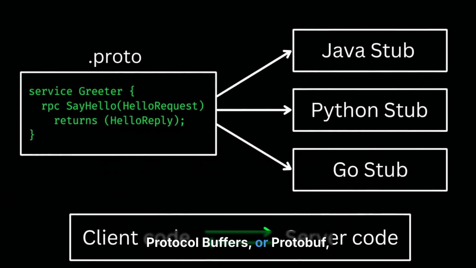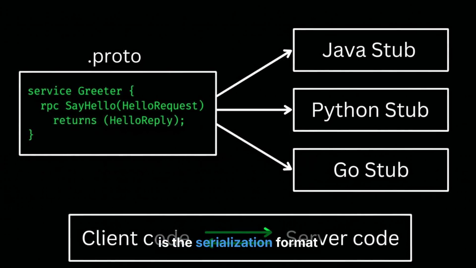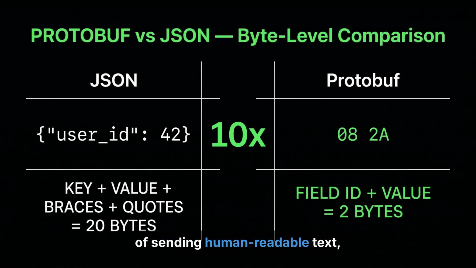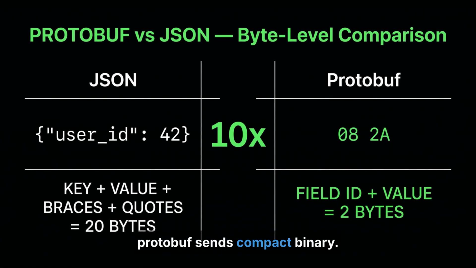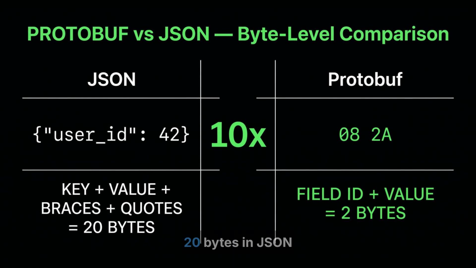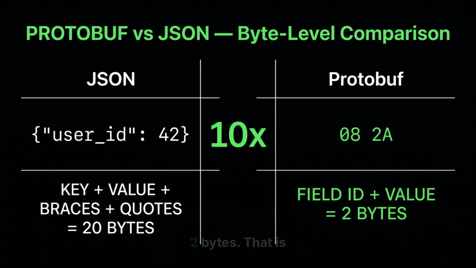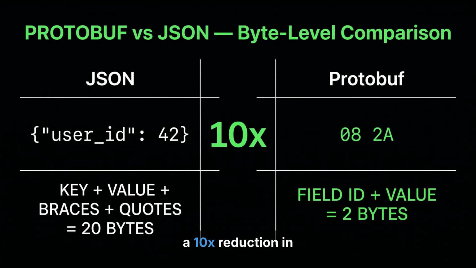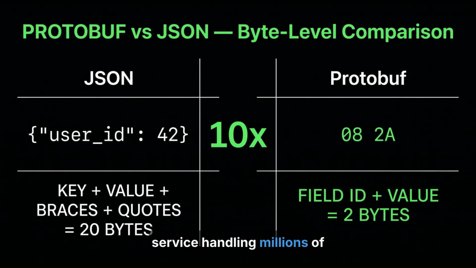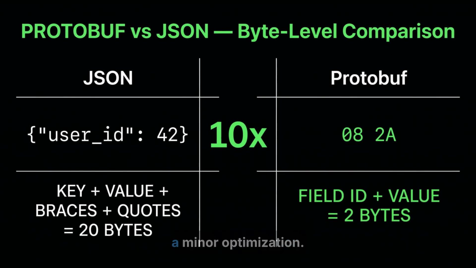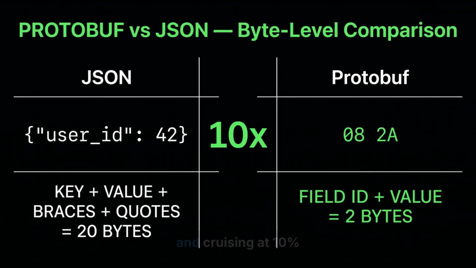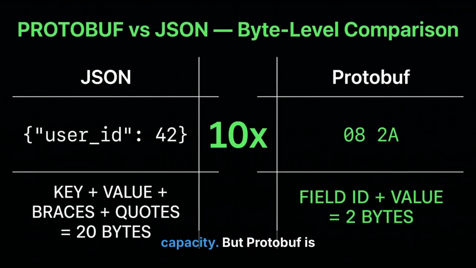Protocol buffers, or Protobuf, is the serialization format that replaces JSON. Instead of sending human-readable text, Protobuf sends compact binary. A Protobuf message for the same integer that took 20 bytes in JSON takes as little as 2 bytes. That is a 10x reduction in payload size. For a service handling millions of requests, this is not a minor optimization. It is the difference between saturating your network and cruising at 10% capacity.